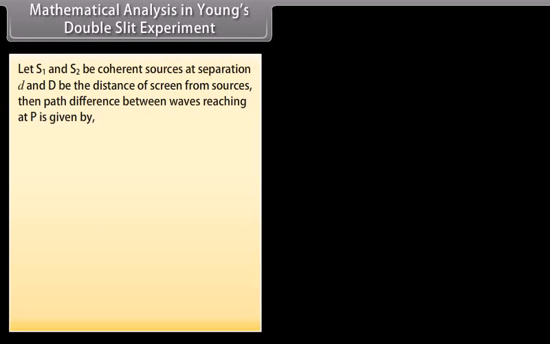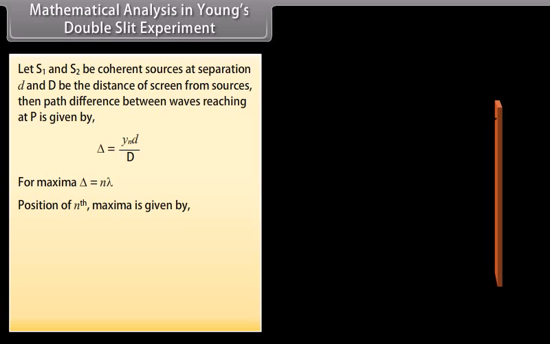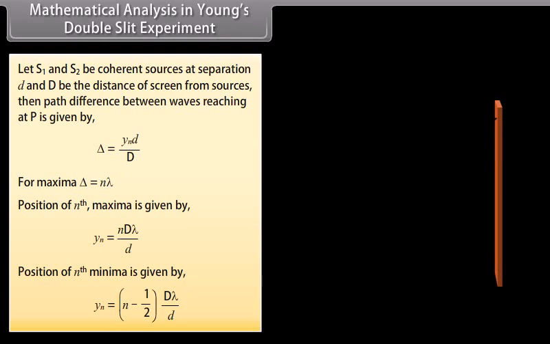Mathematical analysis in Young's double-slit experiment. Let S1 and S2 be coherent sources at separation d and capital D be the distance of the screen from the sources. Then the path difference between waves reaching point P is given by the product of yn and d divided by capital D. For maxima, delta is equal to n lambda, and the position of the nth maxima is given by n capital D lambda upon small d. The position of the nth minima is given by (n minus 1 upon 2) into capital D lambda upon small d.